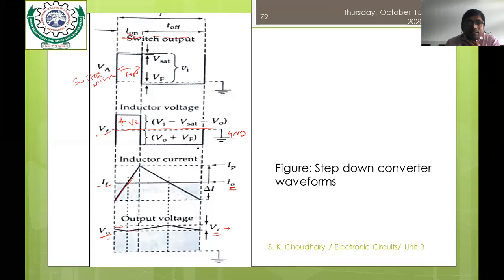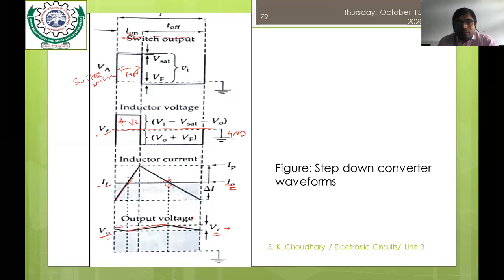Now the second condition, when Q is off, at that moment what happens? The inductor voltage across this inductor is negative, and it would be V0 plus Vf, that is shown here. And at that moment your inductor current starts to decrease across the diode. Till it reaches I0, your output voltage keeps increasing within a small range. But when it decreases below I0, the output voltage starts to decrease again to the baseline.